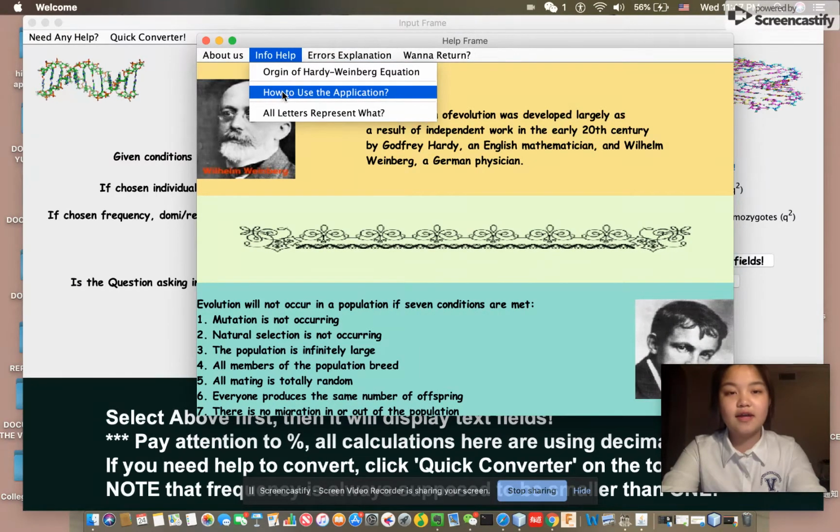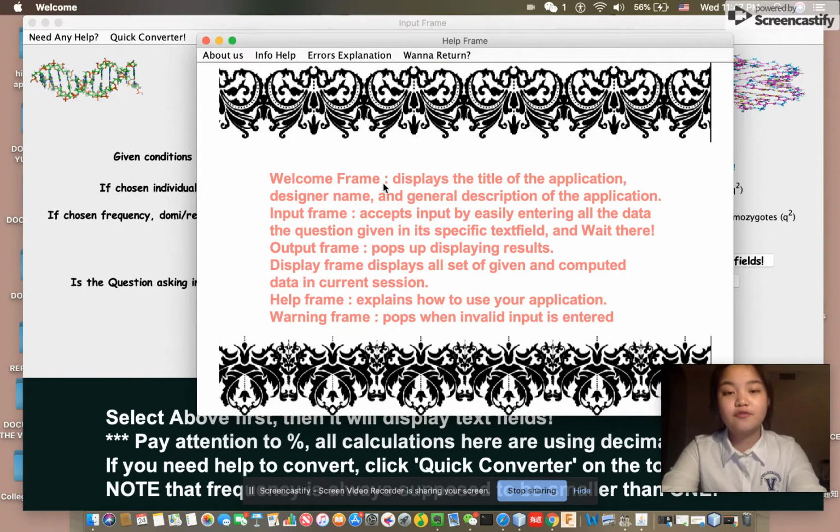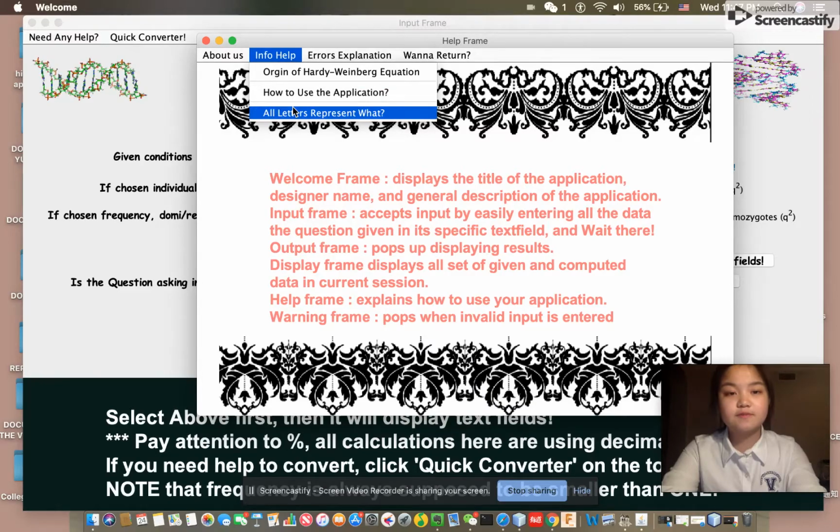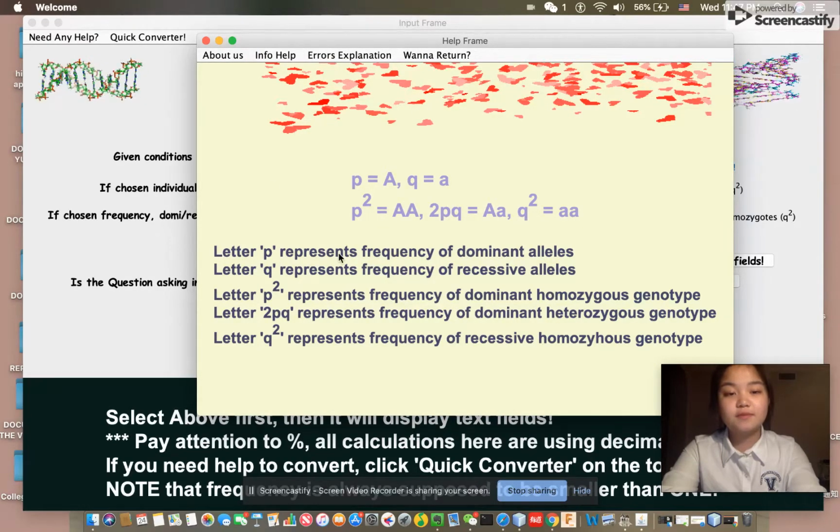And how to use the application. The welcome frame displays brief information, the input frame accesses inputs, the output frame pops up results, the display frame displays the outside of the data, the help frame gives you help, and the warning frame shows you the errors. And what do all the letters represent? The letter p represents frequency of dominant alleles, letter q represents frequency of recessive alleles, p squared means frequency of dominant homozygous genotype, 2pq means frequency of heterozygous genotype, and q squared represents frequency of recessive homozygous genotype. Yeah, that's biology.